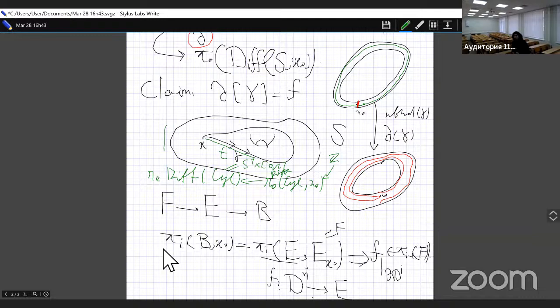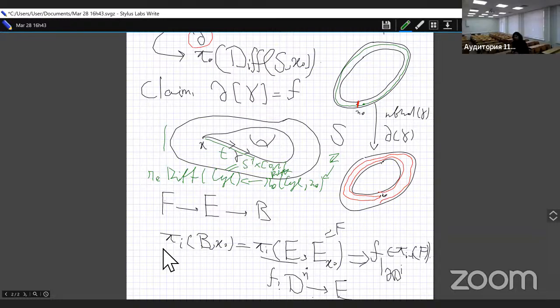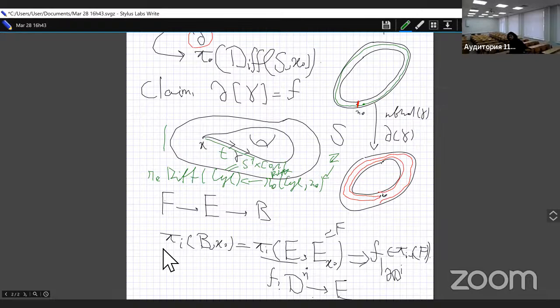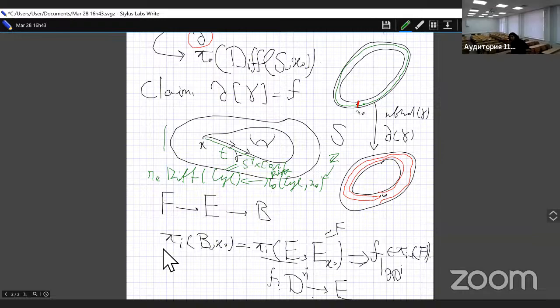Chris, do you agree? This is pi naught of Diff of the cylinder, comma, x naught, going to pi naught of Diff of the cylinder without x naught, forgetting about x naught. So what is the kernel? My claim is the kernel is Z. No. What is the generator? Well, try to imagine the generator and you'll understand this picture.